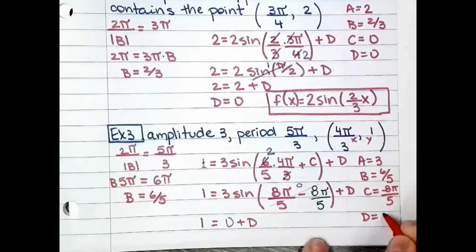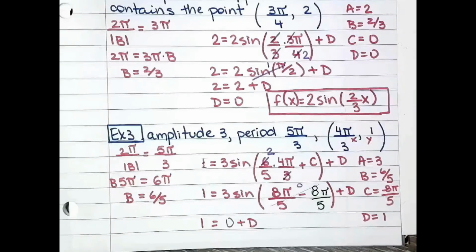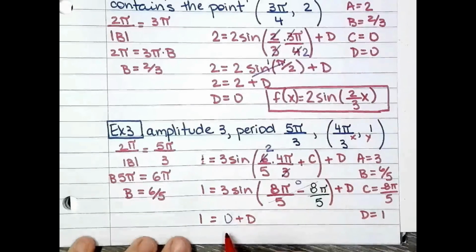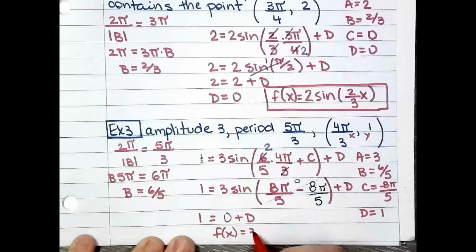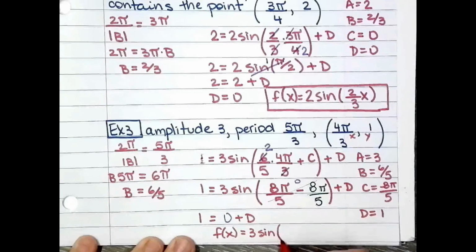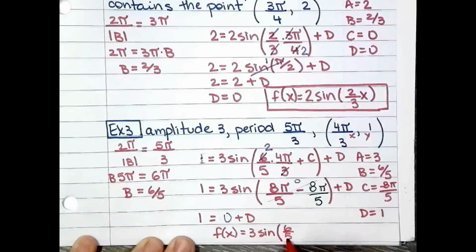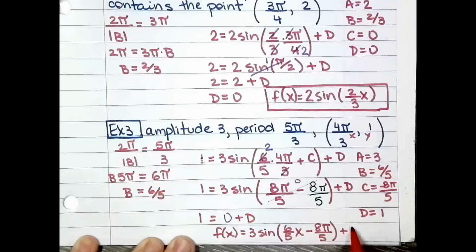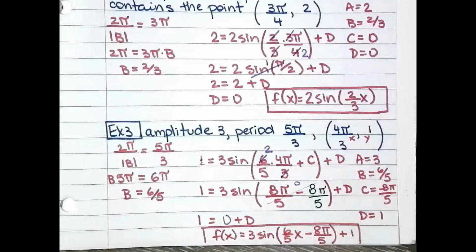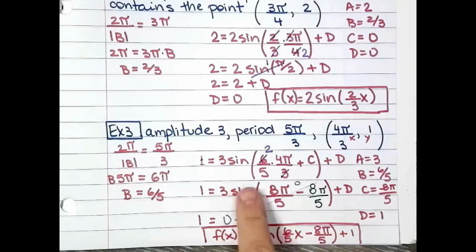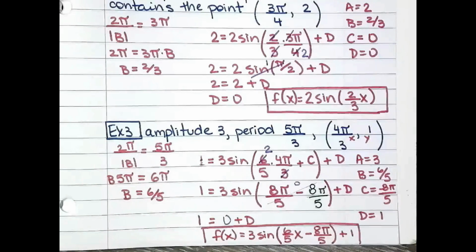D is, voila, 1. Now we have everything we need to write our function. So f of x, I have A is 3, sine B is 6 over 5, x, and then C is 8 pi over 5 plus 1. Voila. So every time you want this angle right here to be 0. That makes everything better because it's easier for you to isolate D from that point.